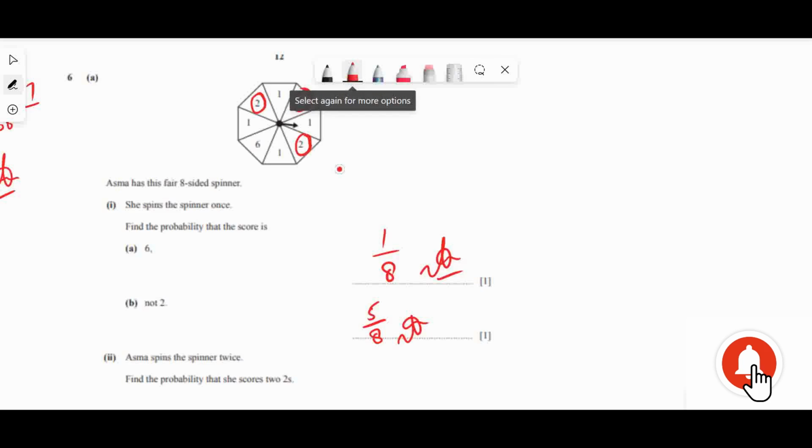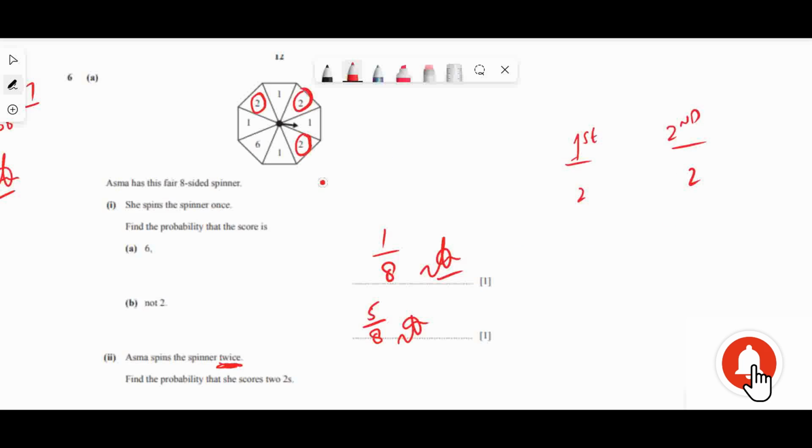Now in part C, Asma spins the spinner twice. Find the probability that she scores two 2s. What does it mean? She spins the spinner twice. So for the first time, what is the probability that she will get 2? And for the second time, what is the probability that she will get 2?